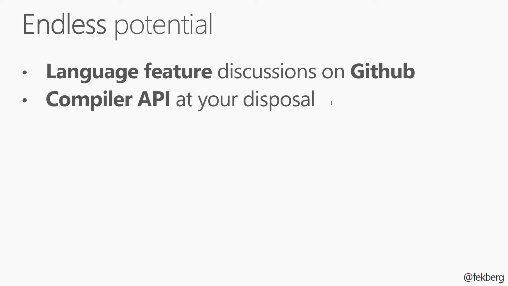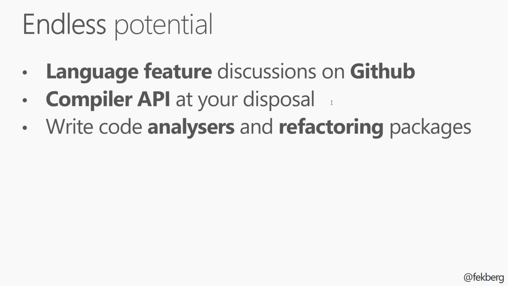And one thing that I didn't talk about is the compiler APIs. So think of the Roslyn compiler being at your disposal as an API you can pull down from NuGet. So you can say, hey, I want to compile my own C# code, or I want to do C# scripting, for instance, which will probably show up in the future. You could write analyzers and refactoring plugins.